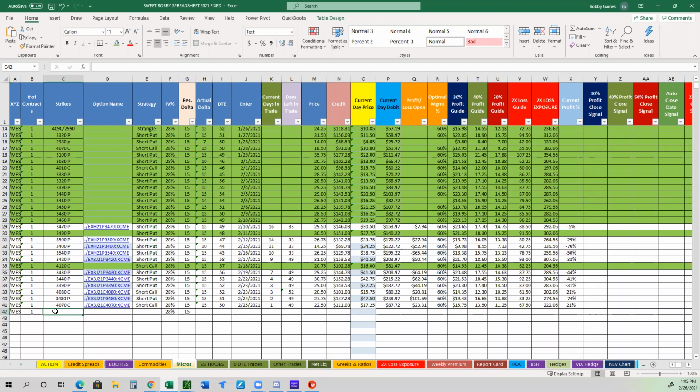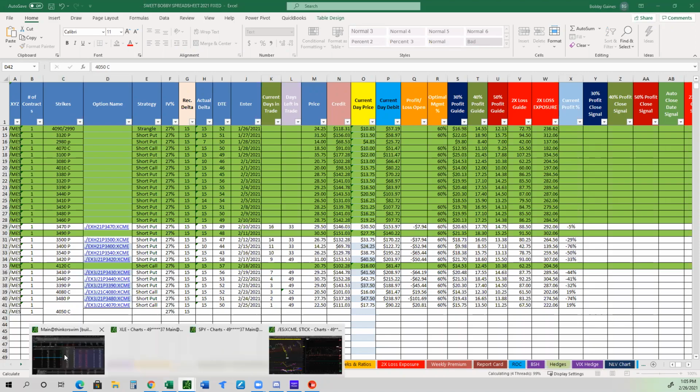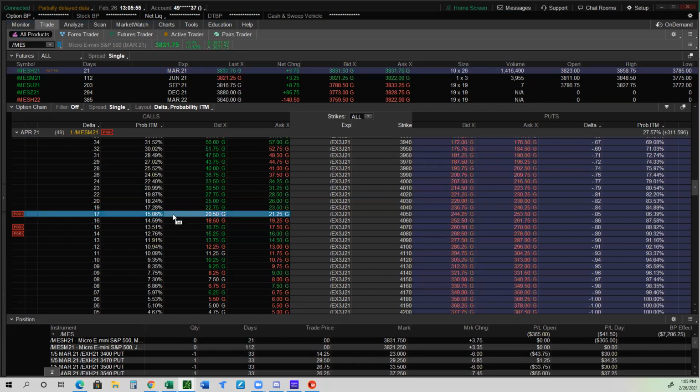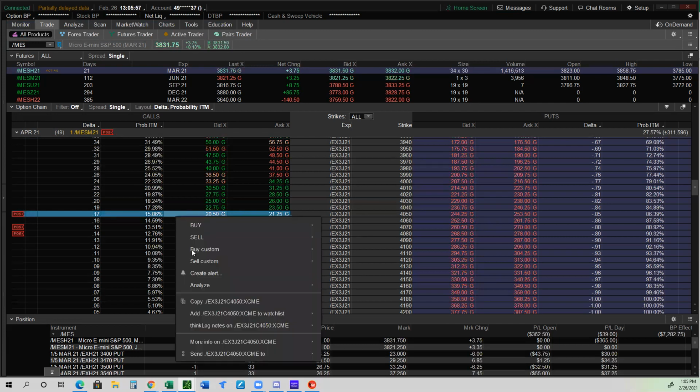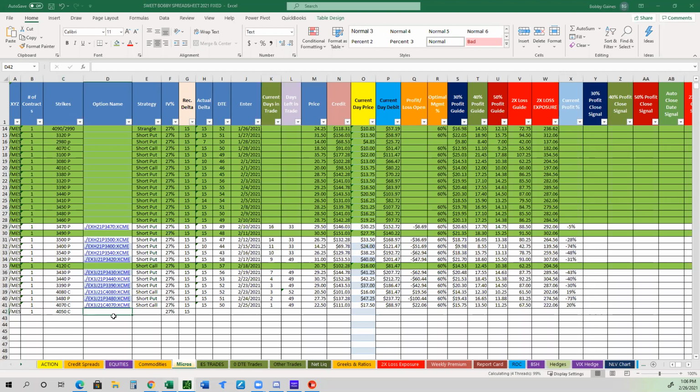So here we go. The micro 40-50 call. Hey, baby. Daddy play with you in a minute, I promise. And let's right click and copy. Paste. So the short call, as much as I hate them, I do need some short deltas. Short call, we did the 16 delta, but we'll call it 15. And we did that at 49 days out.